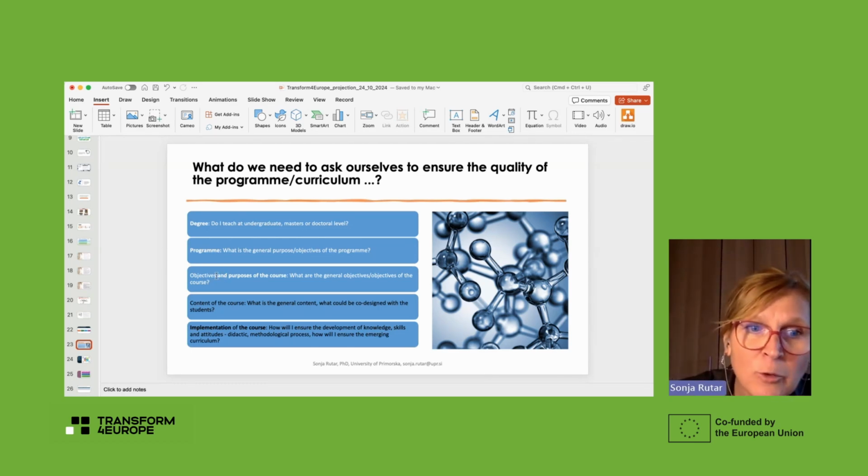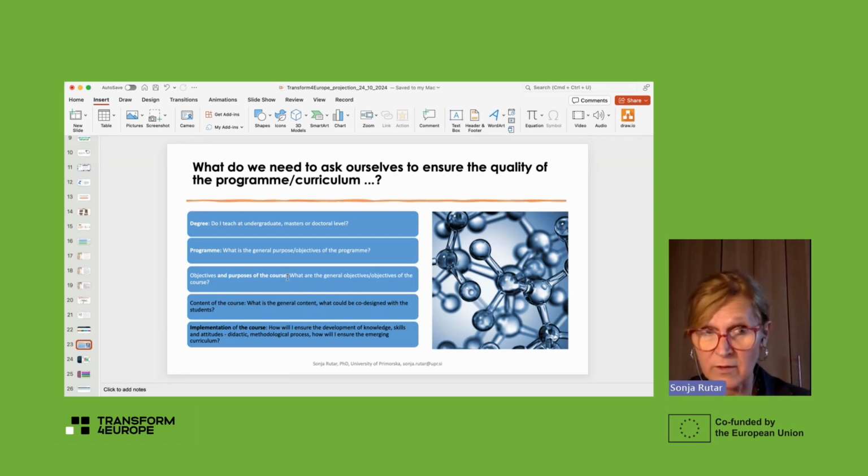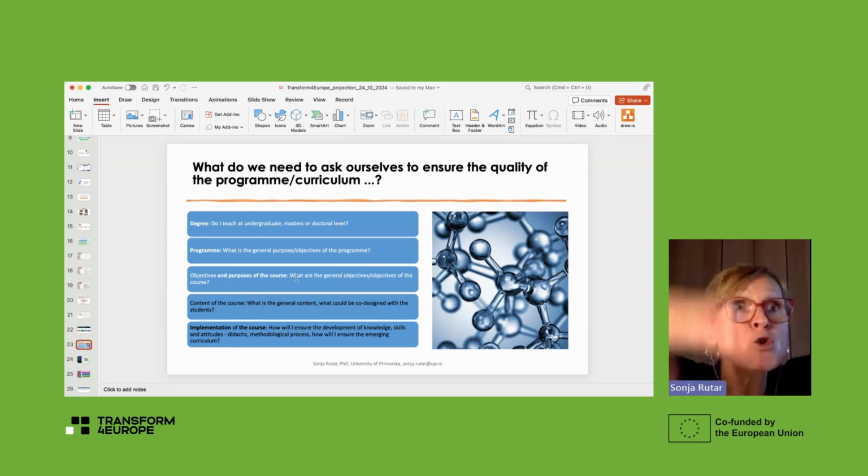Okay. And then the objectives and purposes of the course. So then is the course. First is degree, then is program, and then is course. Students come because they read on the internet about the degree, they choose the program, and they choose the course. They see what the differences are. They choose universities. They come there because they choose universities, they choose program.